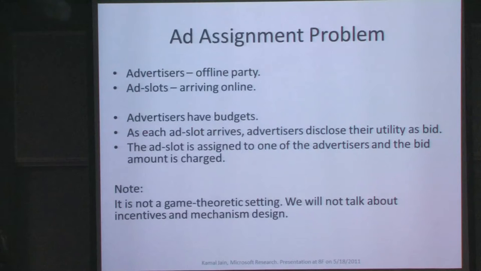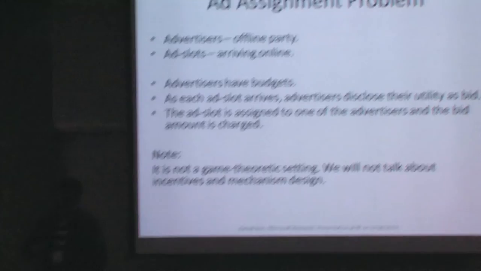Now, what is an ad assignment problem? So here, who are the girls and the boys? So you can say advertisers are the offline party. They are there. They're saying we are here to buy audience. And then the ad slots, the audience are appearing basically online. And these advertisers have budgets. They say, okay, we are willing to spend only so much money. And when the ad slot arrives, they declare sort of how much they value this ad slot.